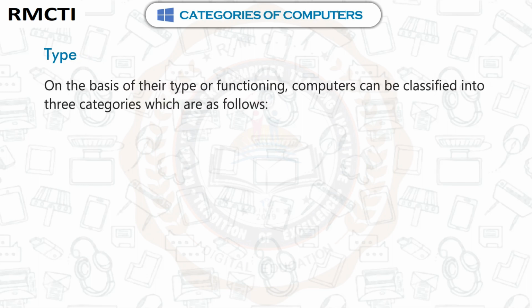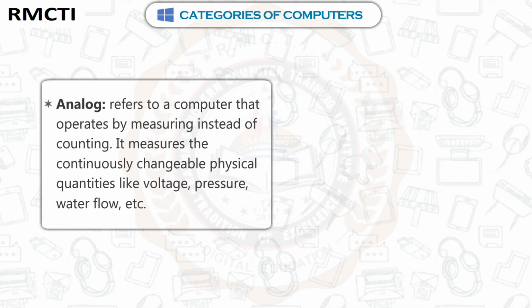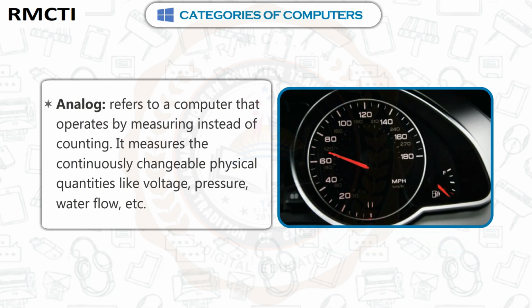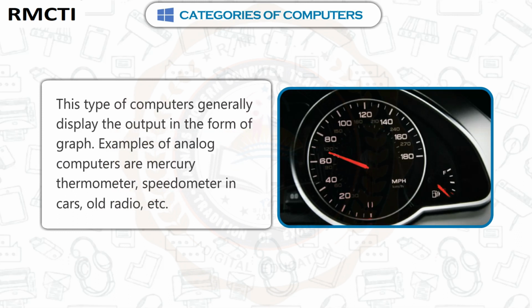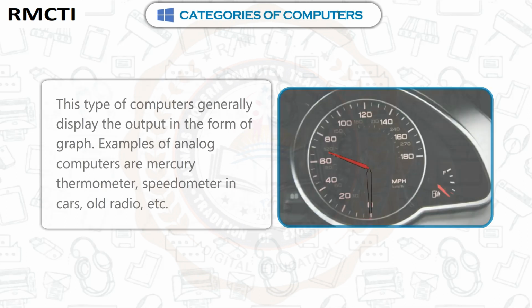Type. On the basis of their type of functioning, computers can be classified into three categories, which are as follows. Analog refers to a computer that operates by measuring instead of counting. It measures continuously changeable physical quantities like voltage, pressure, water flow, etc. This type of computer generally displays the output in the form of a graph. Examples of analog computers are mercury thermometer, speedometer in cars, old radio, etc.